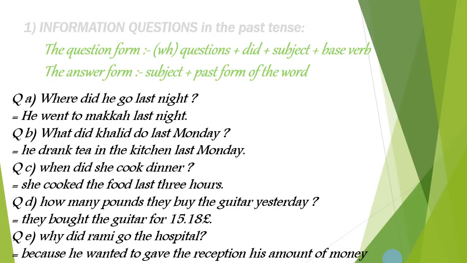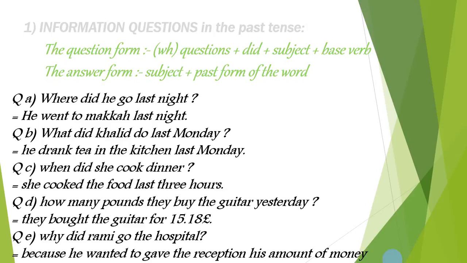When did she cook dinner? So we have to give the past tense of the word cook. We will make it cooked. So the answer will be: she cooked the food last 3 hours. You have the D1 also. How many pounds did they pay for the guitar yesterday? They bought the guitar for 15.18 pounds. Why did Rami go to the hospital? Because he wanted to give the reception his amount of money.